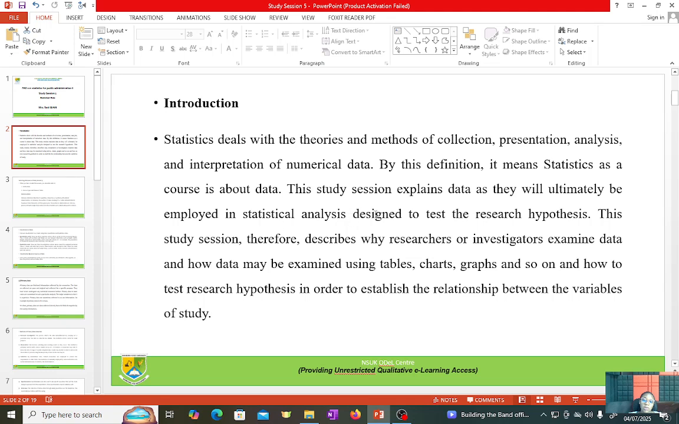So in this session, you will be getting the explanations of data as they will ultimately be employed in statistical analysis designed to test the research hypothesis. This session describes why researchers or investigators examine data and how data may be examined using tables, charts, graphs, and so on.